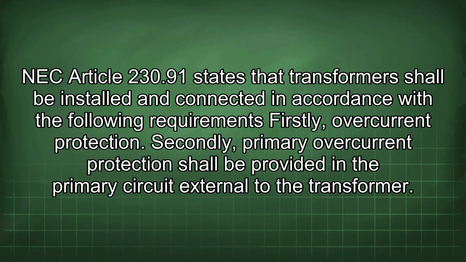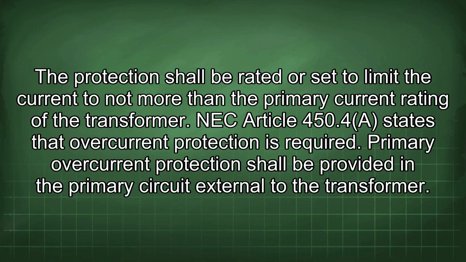NEC Article 230.91 states that transformers shall be installed and connected in accordance with the following requirements. Firstly, overcurrent protection. Secondly, primary overcurrent protection shall be provided in the primary circuit external to the transformer. The protection shall be rated or set to limit the current to not more than the primary current rating of the transformer. NEC Article 450.4 states that overcurrent protection is required.